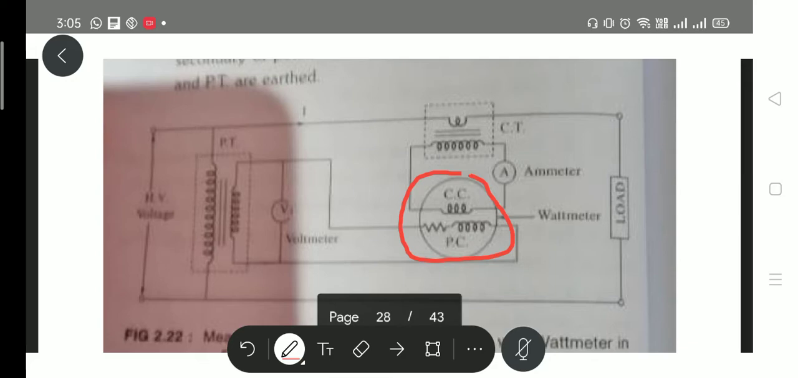And in parallel with the potential transformer, one voltmeter is connected to find the voltage, and the current transformer is connected in series with one ammeter. We can measure the current in this coil. This is a wattmeter connection, current coil and pressure coil.